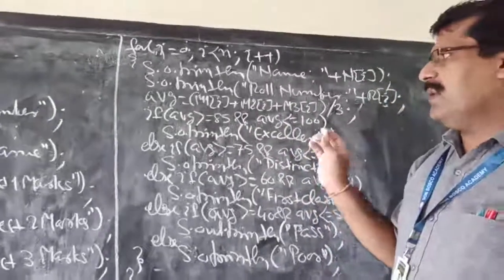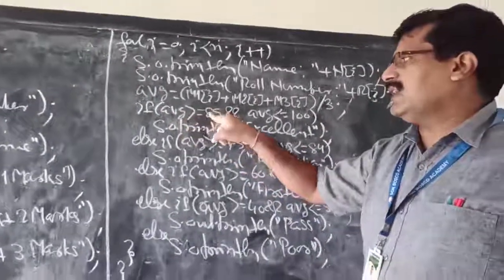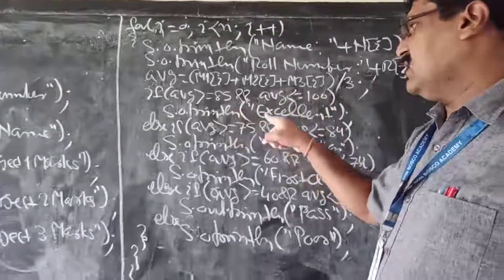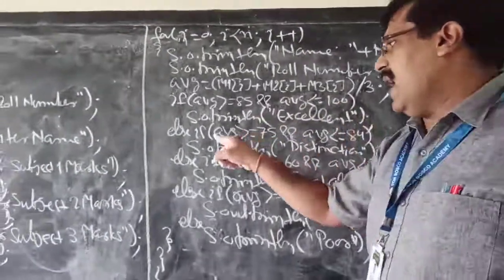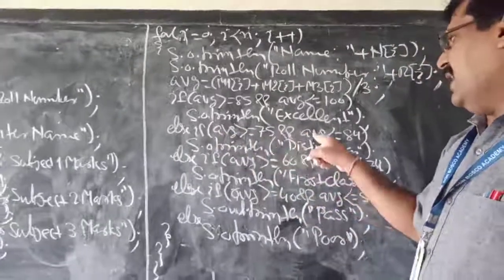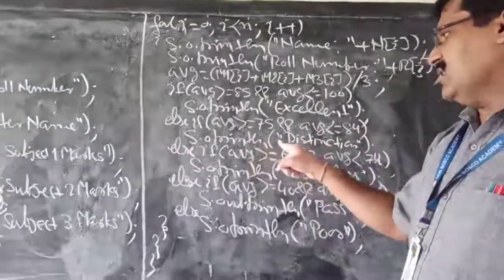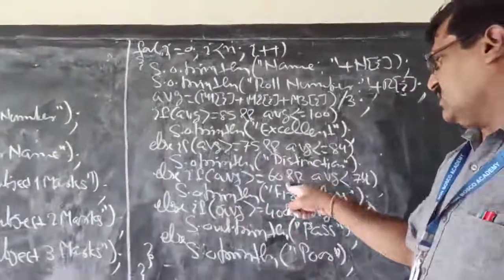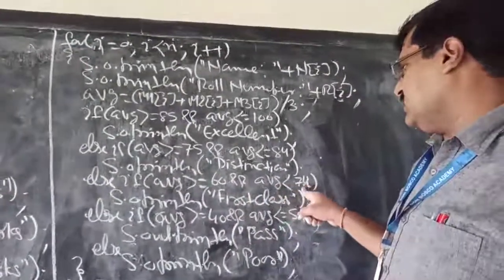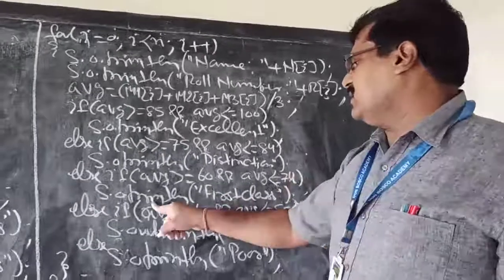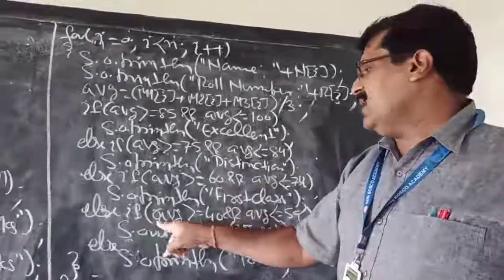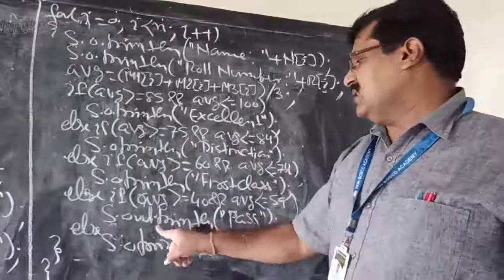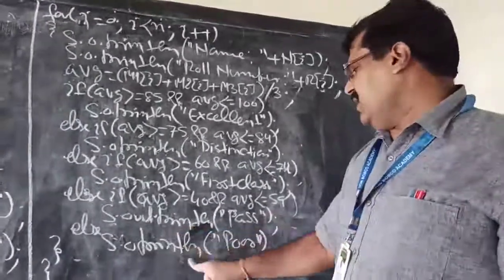Now check according to the given condition. If average is greater than equal to 85 and average less than equal to 100, then System.out.println excellent. If average greater than equal to 75 and average less than equal to 84, then System.out.println distinction. Else if average greater than equal to 60 and average less than equal to 74, then System.out.println first class. Else if average greater than equal to 40 and average less than equal to 59, then System.out.println pass. Else print poor.